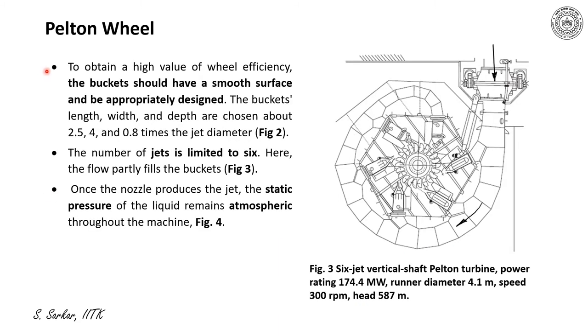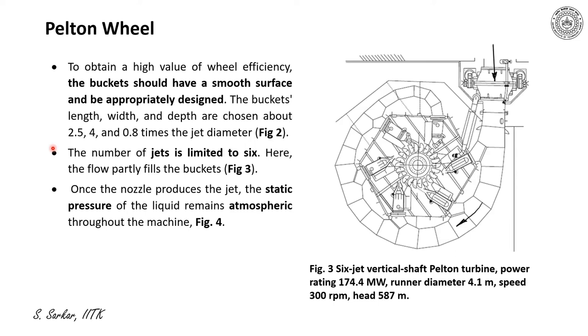To obtain a high value of efficiency, the bucket should have a smooth surface and be appropriately designed. Often the bucket's length, width, and depth are chosen about 2.5, 4, and 0.8 times the jet diameter, as illustrated in Figure 2. Furthermore, the number of jets is limited to 6.